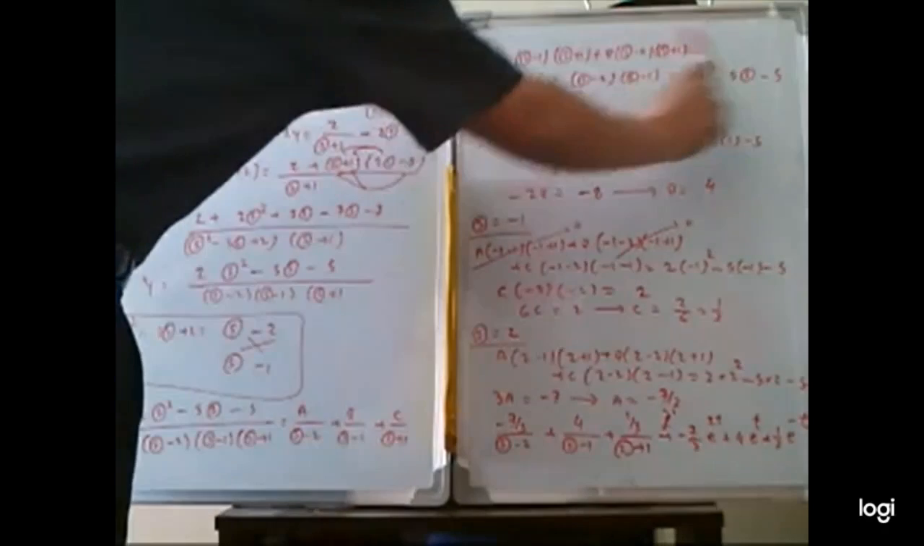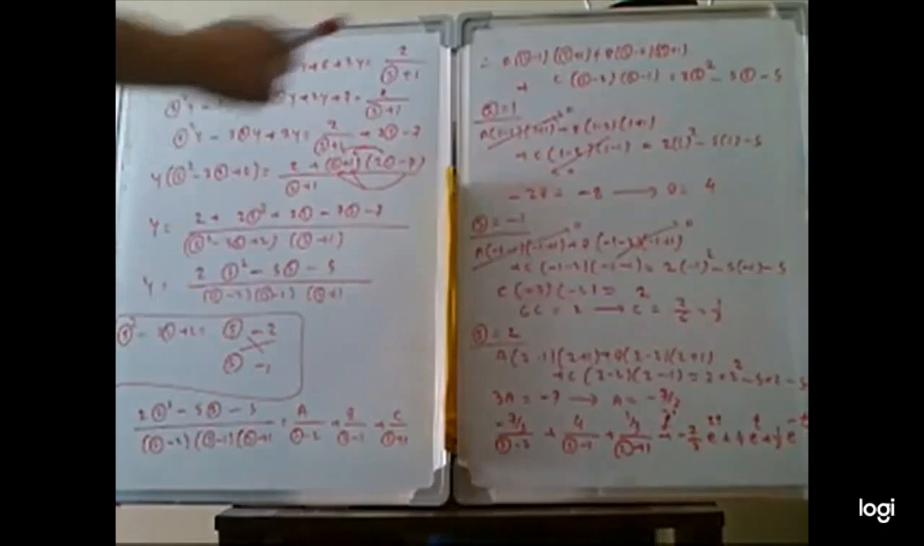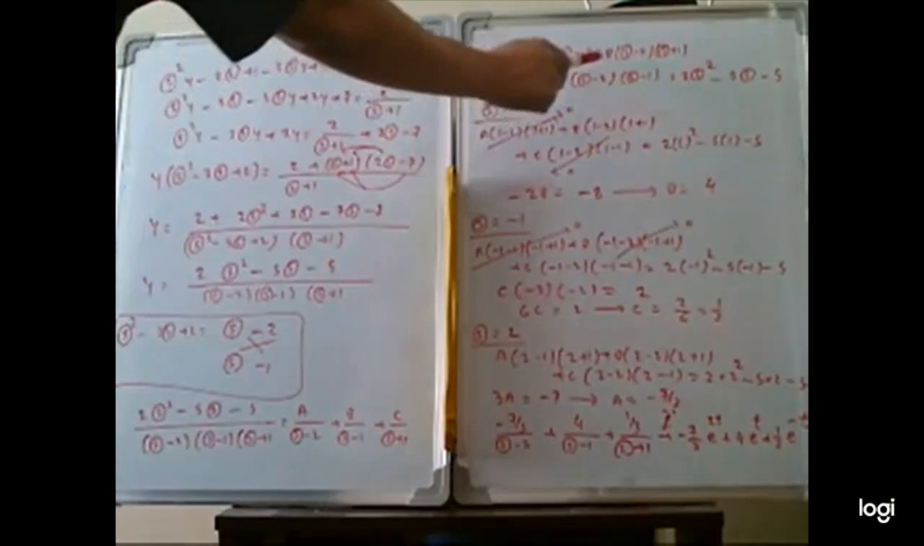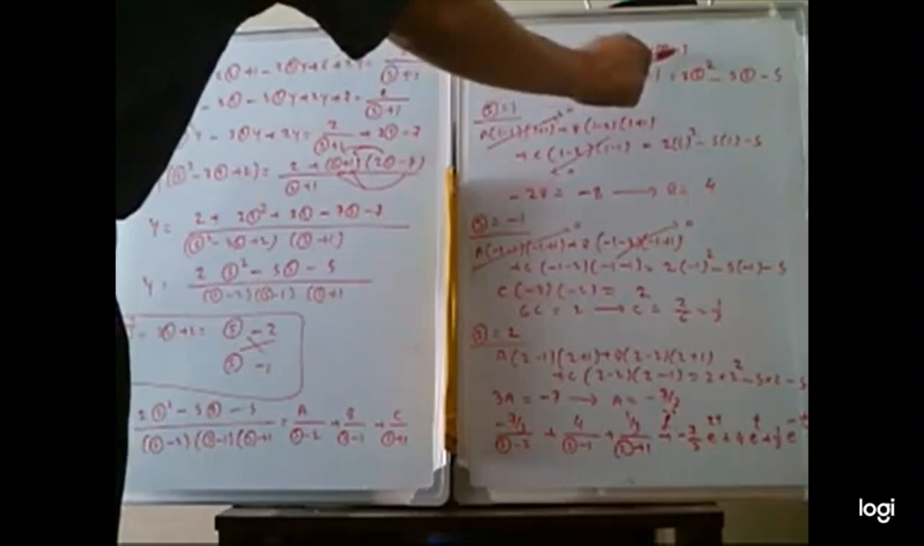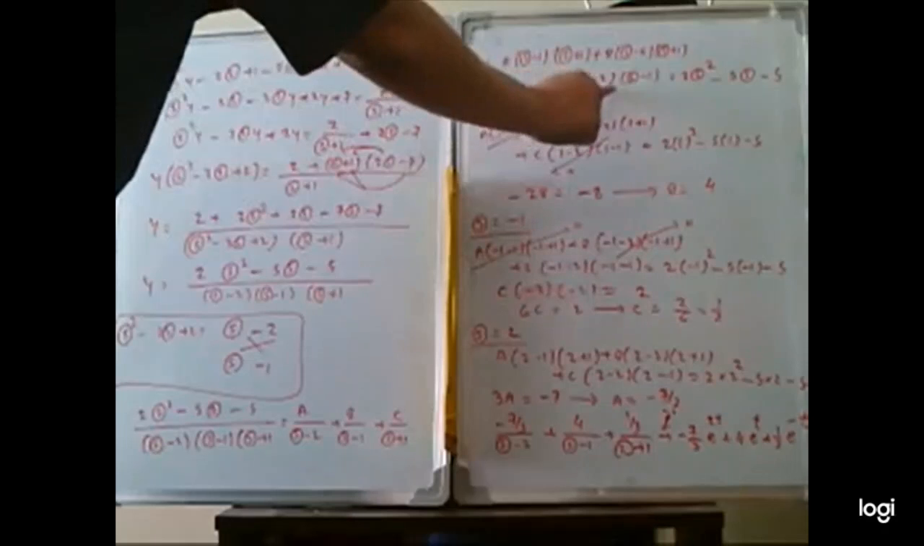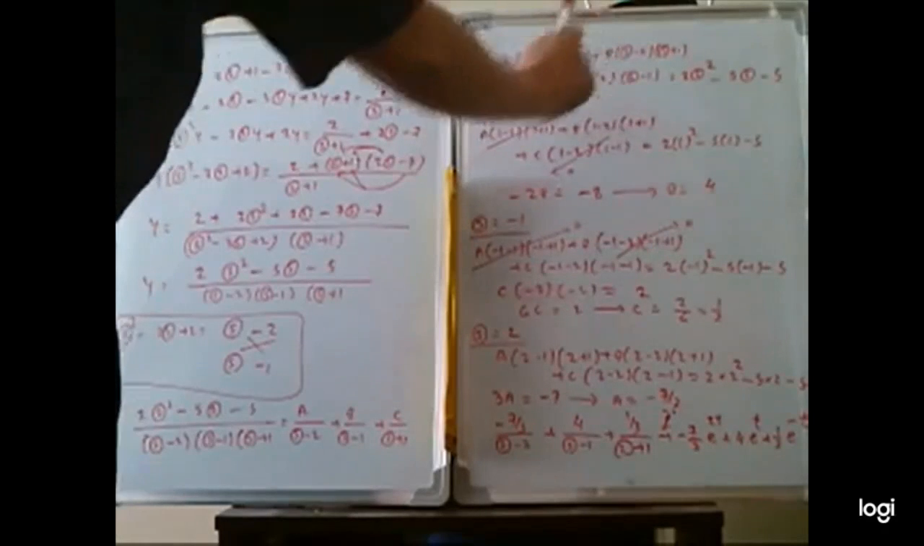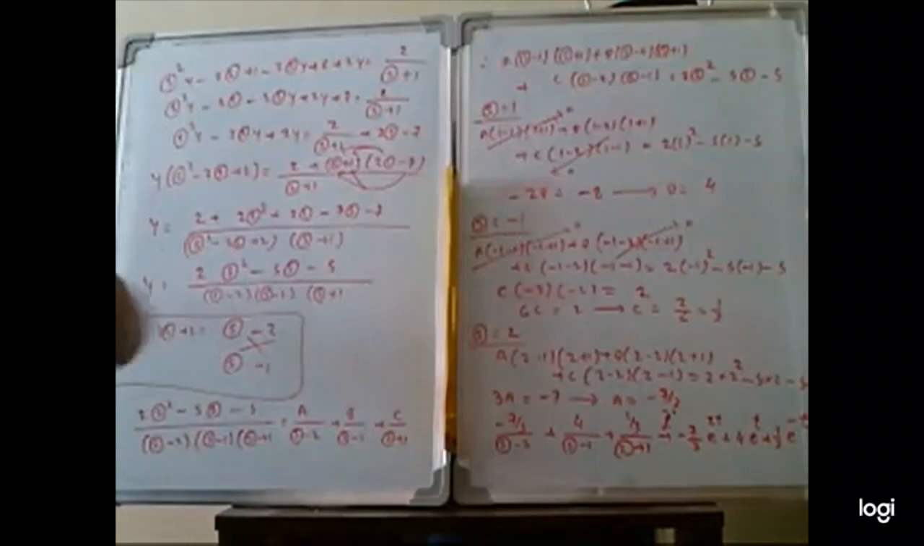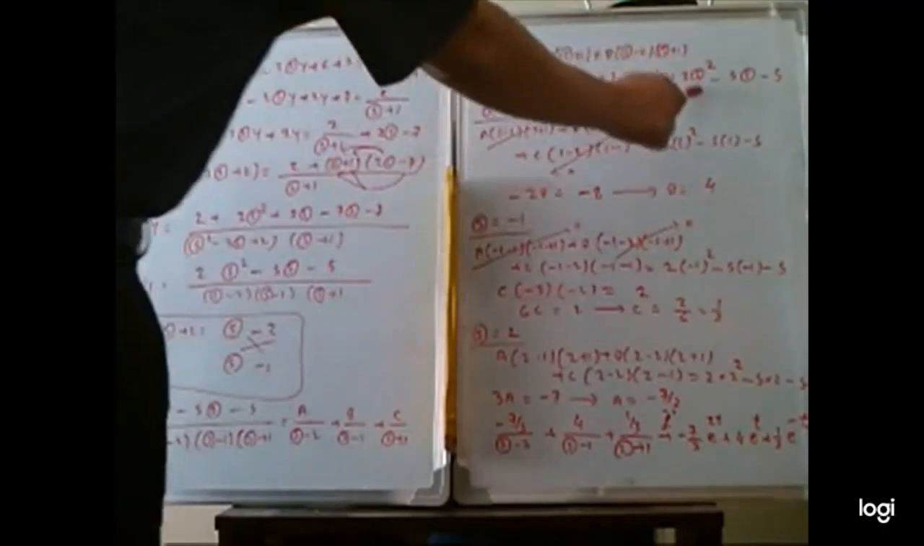So this one we call the p. So a into s minus 1 multiplied by s plus 1, plus b into s minus 2 multiplied by s plus 1, plus c into s minus 2 multiplied by s minus 1. This is for the right hand side. And the left hand side is this, 2s squared minus 5 squared.